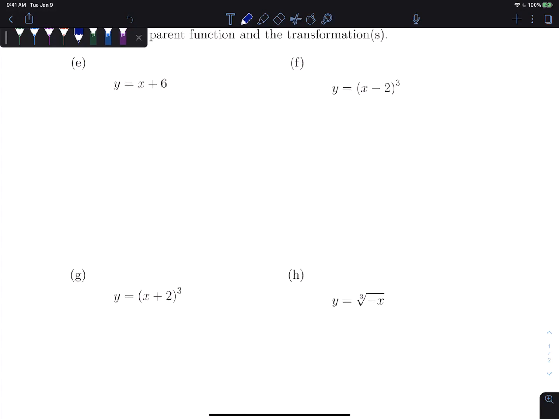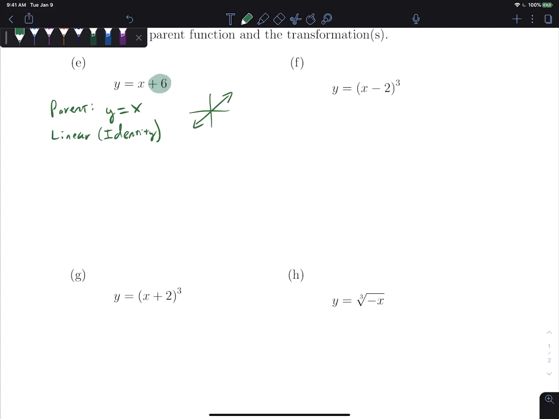Okay, so for letter E here, we have y equals x plus 6. Now, if you notice, there's only one transformation, and that's that plus 6 there. That makes the parent function y equals x, and this is the linear function, aka the identity function. And a linear function looks, well, like a line.